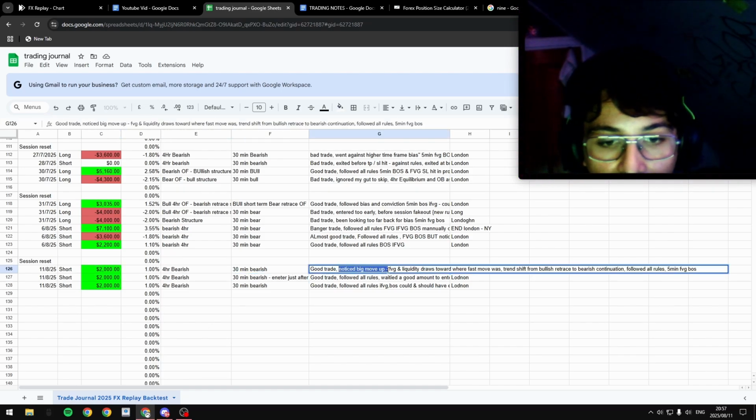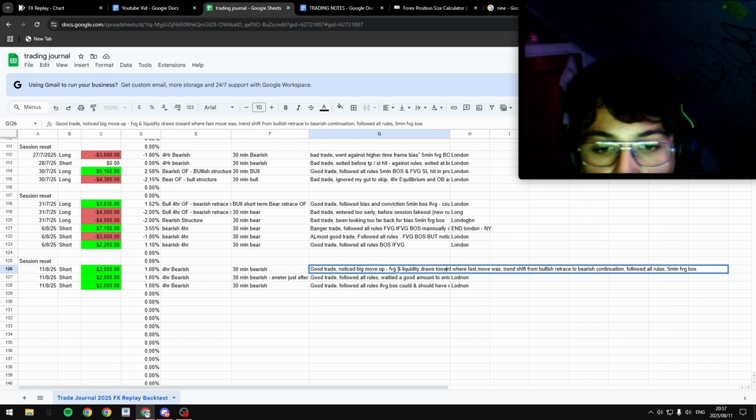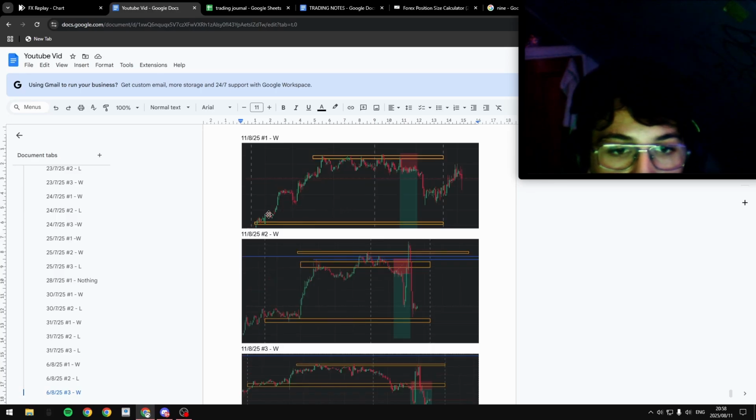I noticed the big move up, so basically a high was forming or a retracement, a fair value gap, and liquidity draws where the fast move up was. There was this huge quick move, so I wanted price to come back down and fill this liquidity, and this was a pretty good target right here.